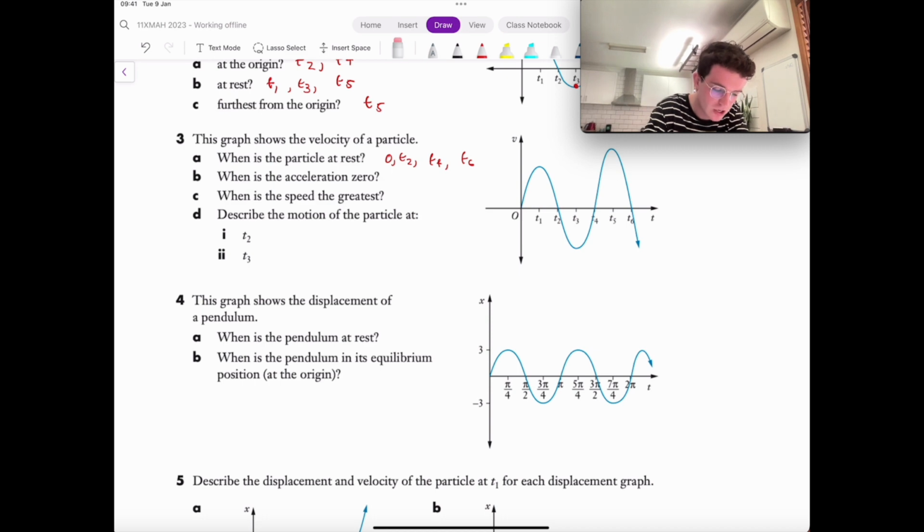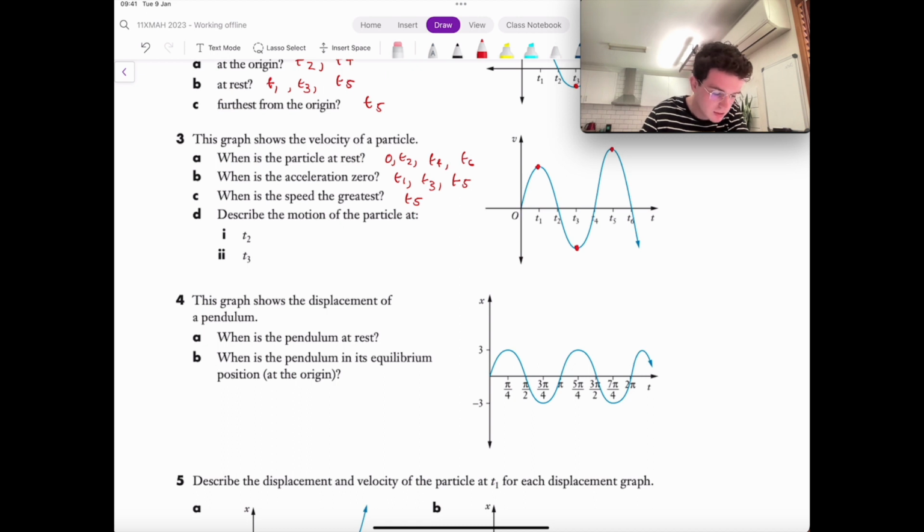When is the acceleration 0? Well, that's going to be at the stationary points of the graph. That's because the derivative of velocity is acceleration. So it's going to be t1, t3, and t5. When is the speed the greatest? It's nice and easy, t5.